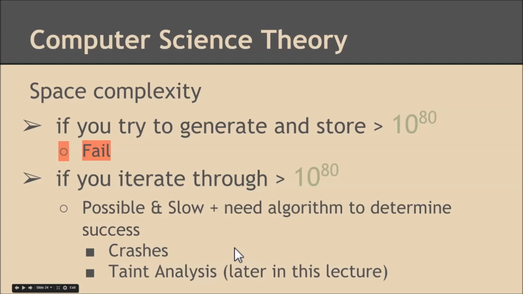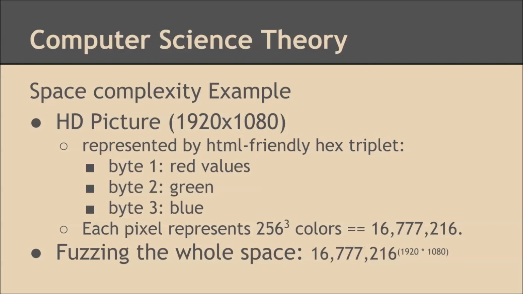Let's cover an example. Say you have just an HD picture. And say each pixel is represented by the HTML-friendly hex triplet. First byte is red, second byte is green, third byte is blue. So each pixel represents 256 to the third colors, not to the three colors. So that's roughly 16 million.